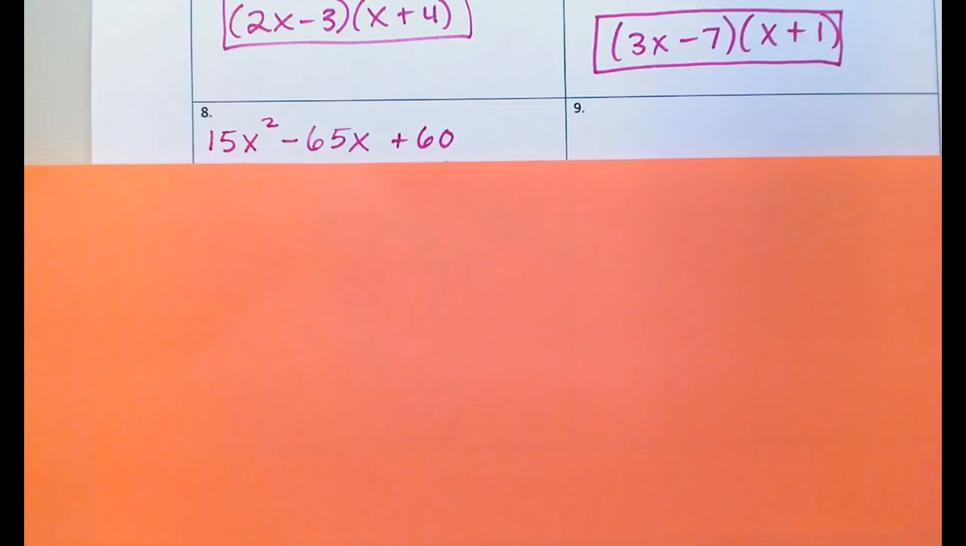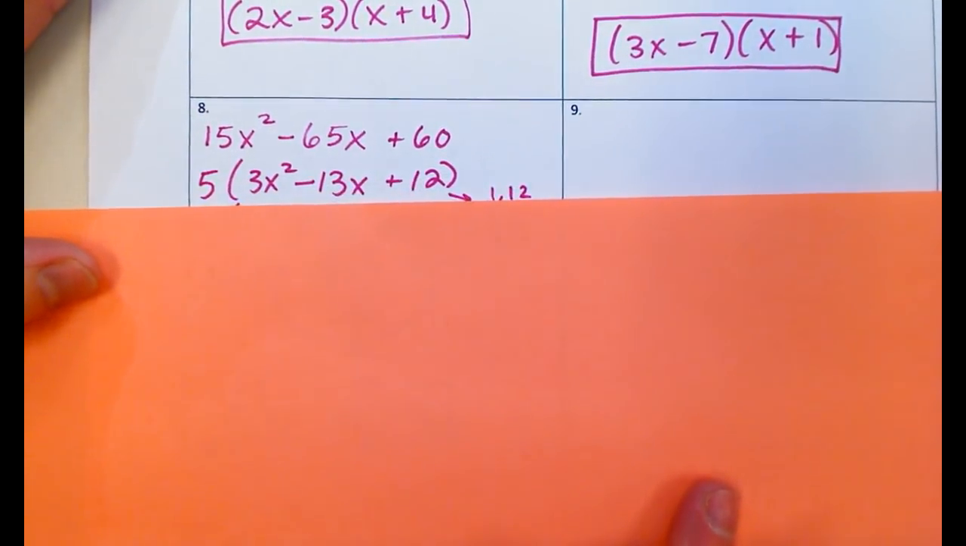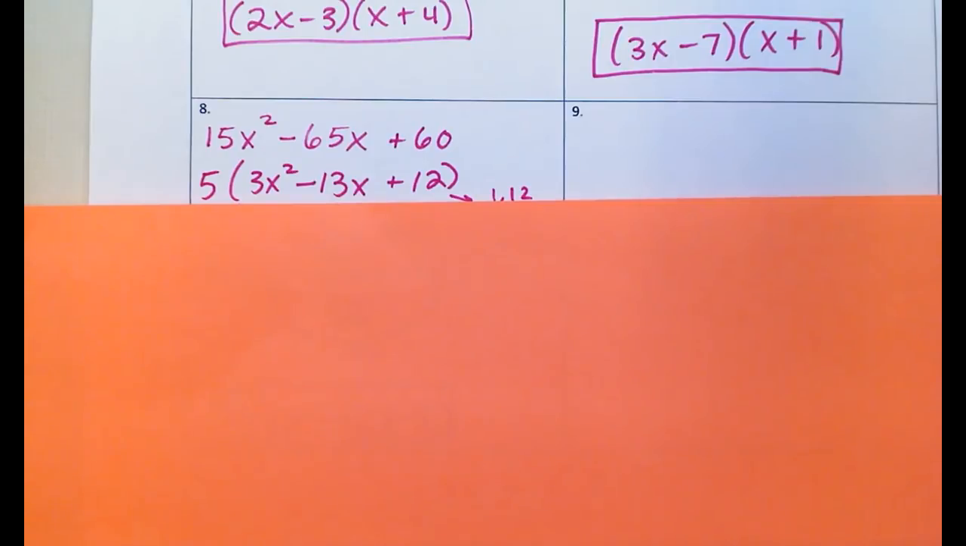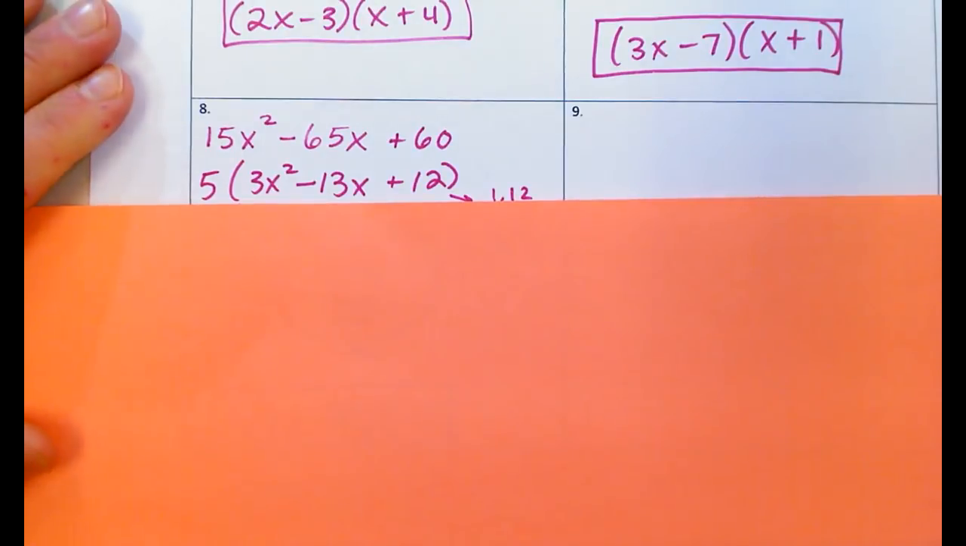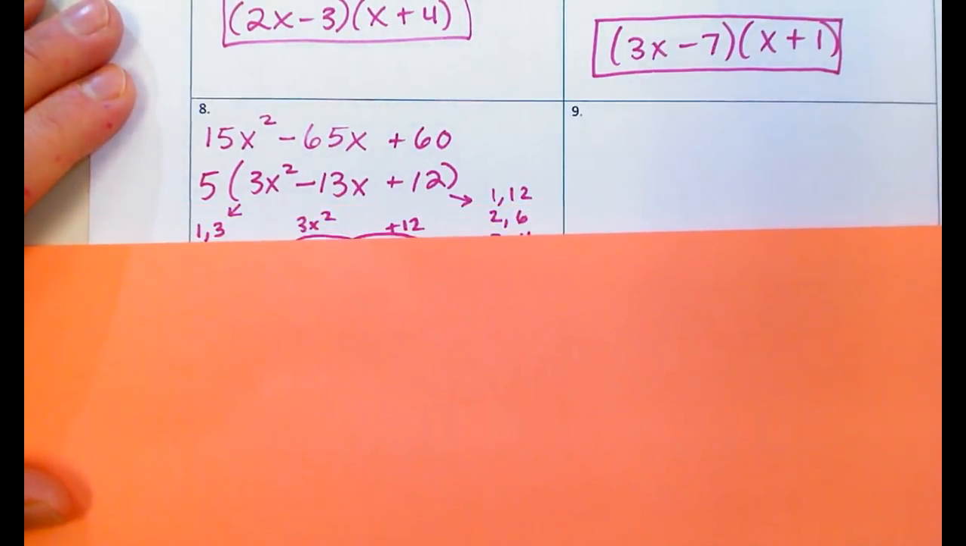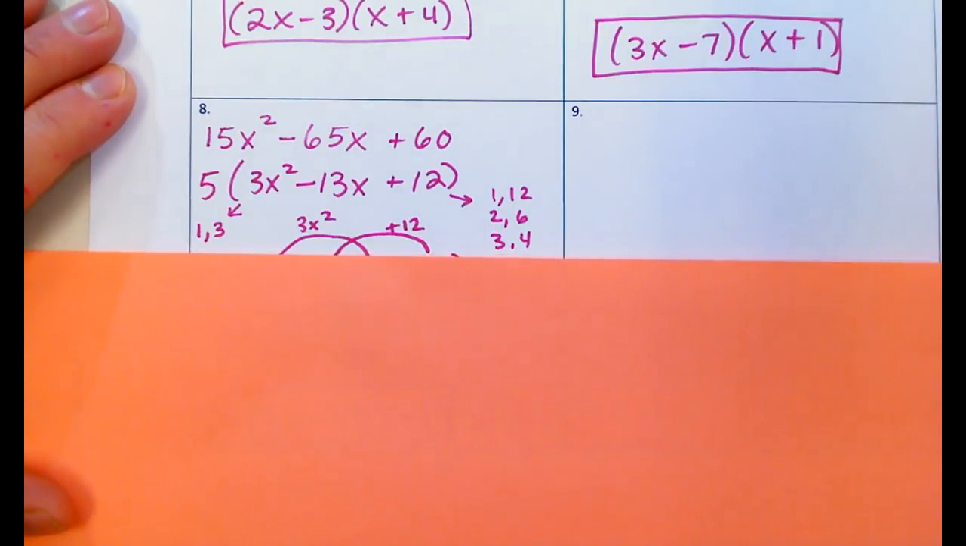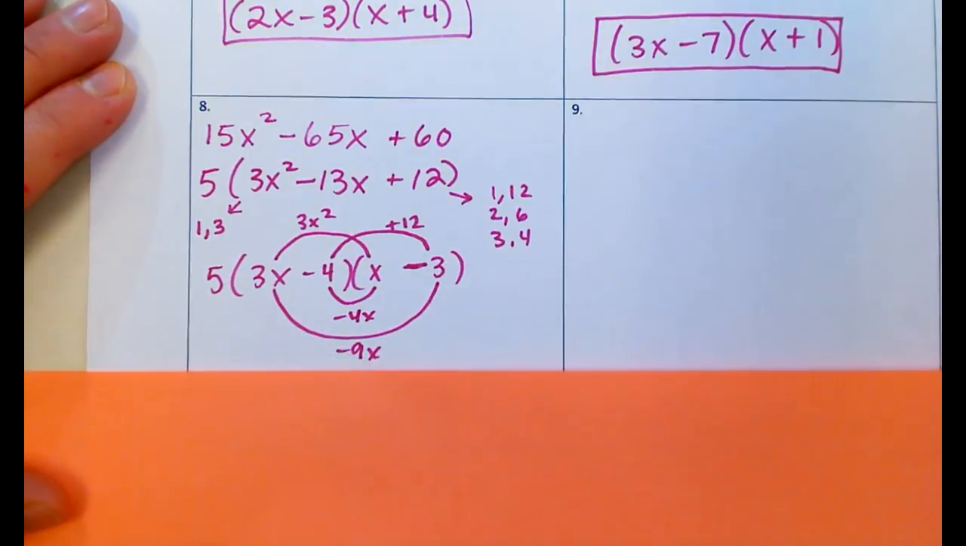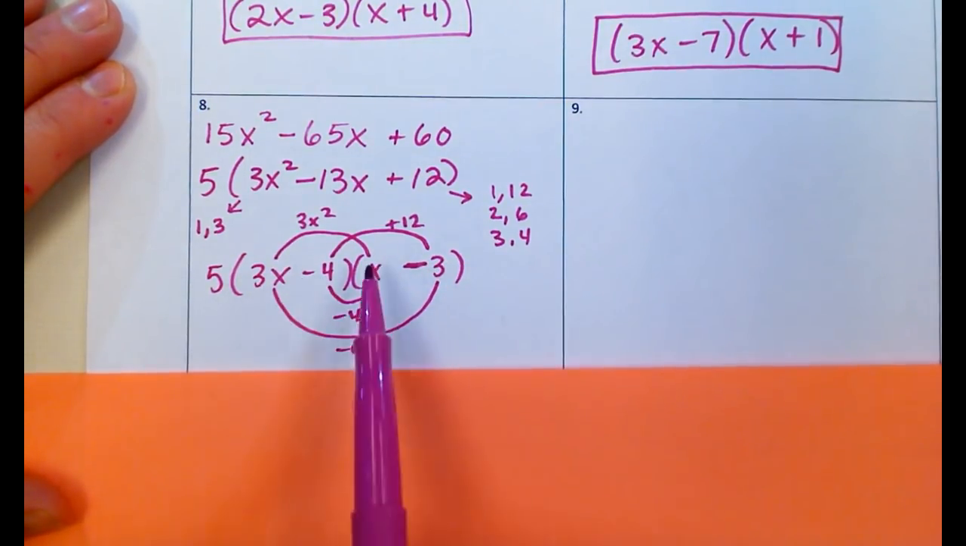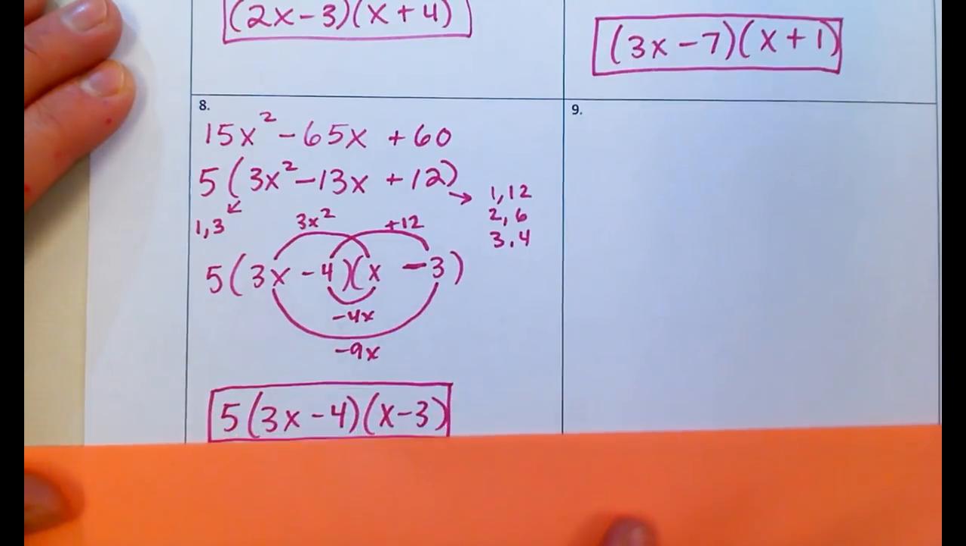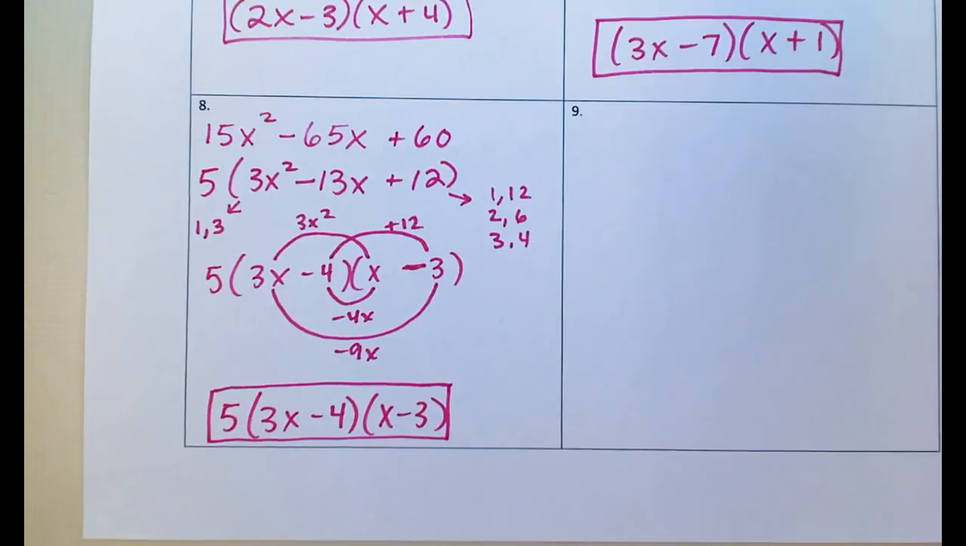Okay, time to solve this one out. This one did have a GCF of 5. So the first thing I did was factor 5 out of my trinomial, which left behind 3x squared minus 13x plus 12. Then I listed my factors for 12: 1 and 12, 2 and 6, and 3 and 4. And my factors for 3 were 1 and 3. So checking my work for this, I end up with 3x minus 4 and x minus 3. So my final answer was 5 times 3x minus 4 times x minus 3. Don't forget to include the GCF in your final answer.